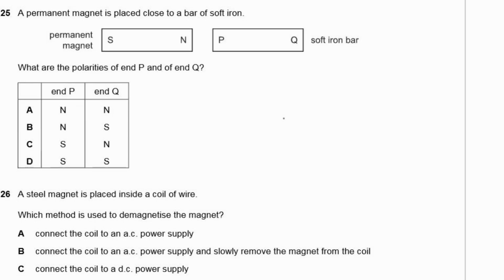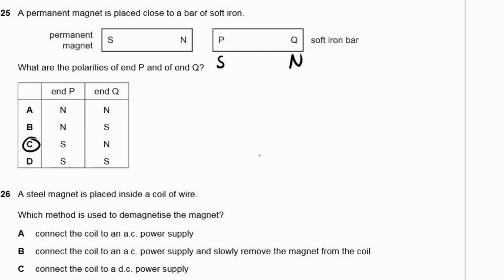25. A permanent magnet is placed close to a bar of soft iron, so it's going to induce magnetism in the soft iron bar, and it's going to attract it. What are the polarities of end P and end Q? Well, the only reason it attracts it is because this end becomes magnetically south and this end magnetically north, so it pulls it together. Alright, so end P magnetically south, end Q magnetically north. There we go. Option C.